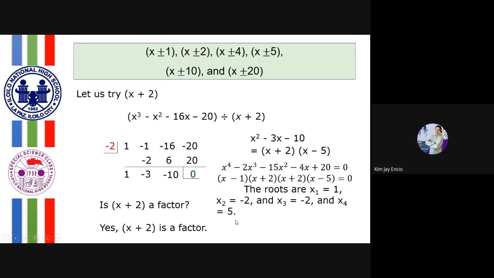Or you could also say the roots are 1, negative 2 with multiplicity 2 because negative 2 appeared twice, and the remaining root is 5. All right. Now, I hope that you understand this.